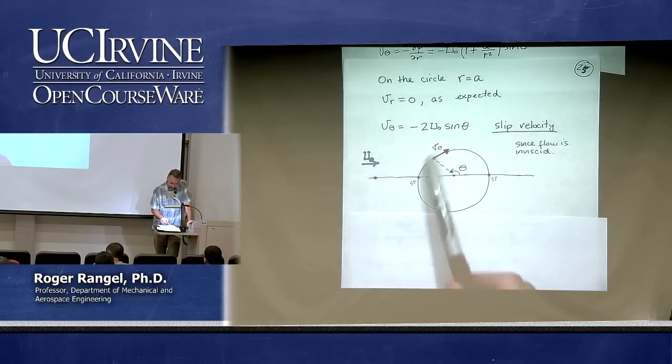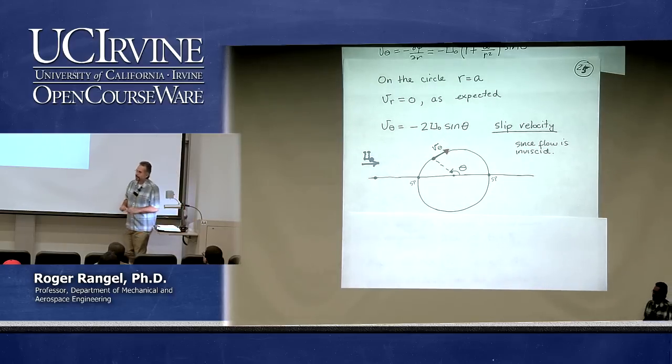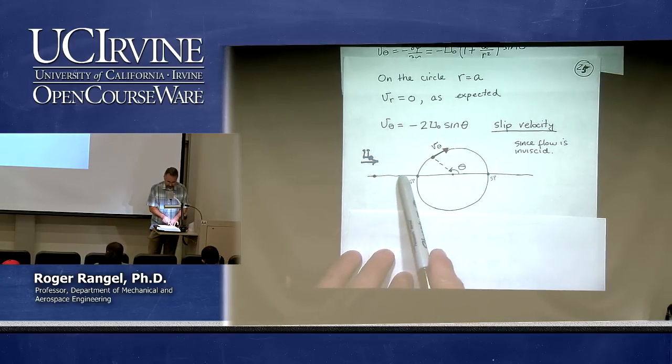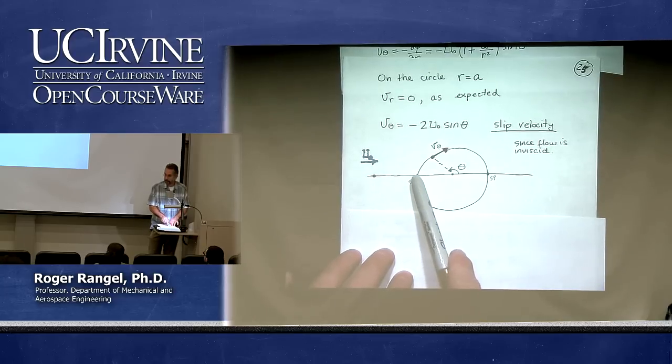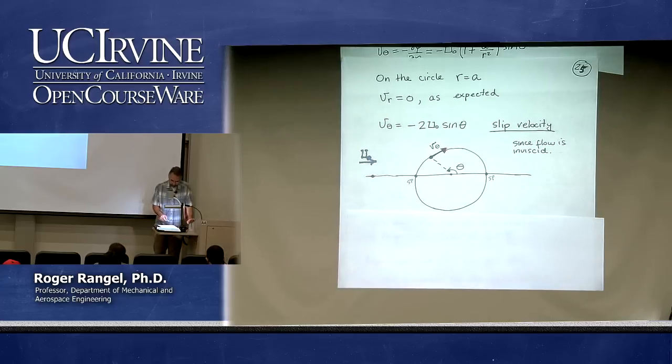Now, what is the value of the slip velocity at the stagnation point? At either stagnation point? 0, because that's a stagnation point. So it's like the fluid comes, say for example, along the x-axis, slows down, stops at the stagnation point, and then picks up velocity again as it goes around the circle.